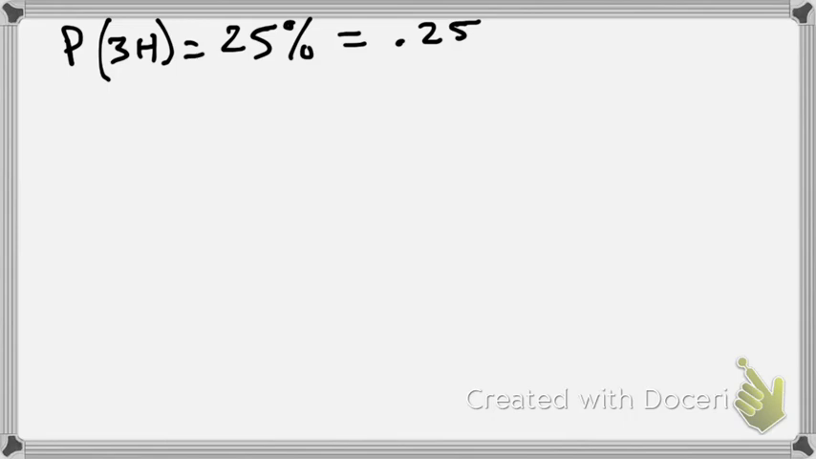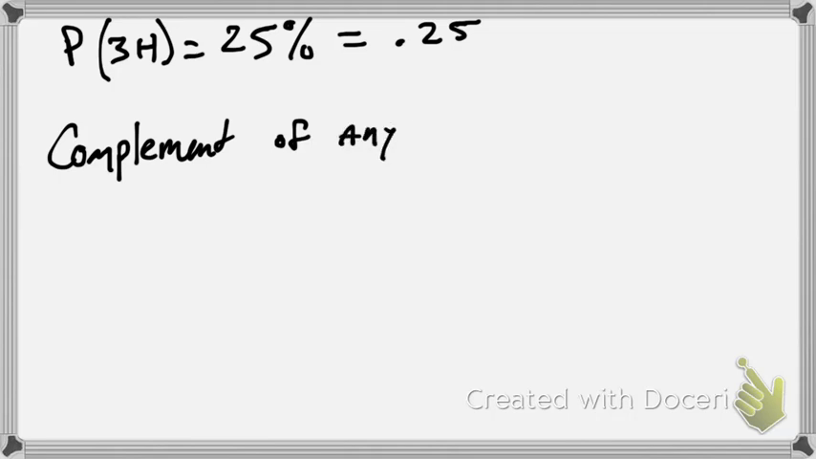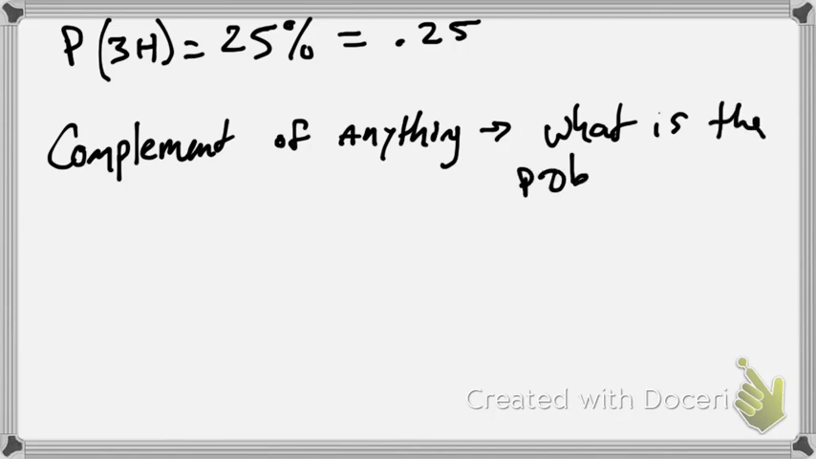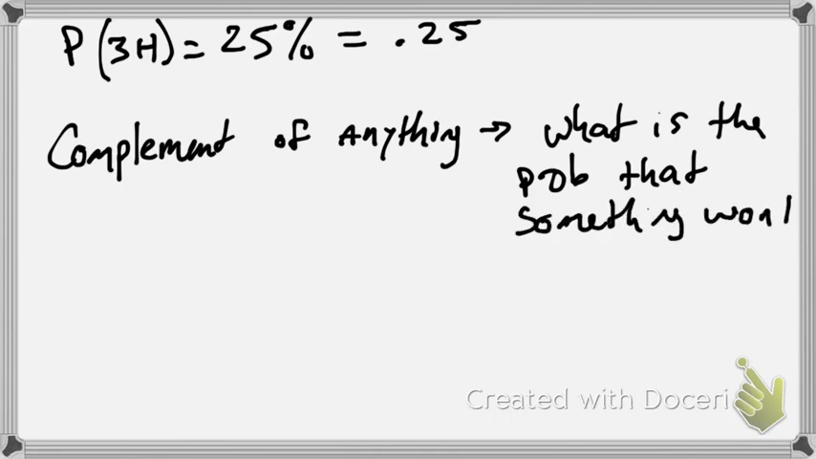Okay? Now the next thing is the complement of something, like the complement of anything. And what this really means is, what is the probability that something won't happen? So this is the probability that something won't happen.